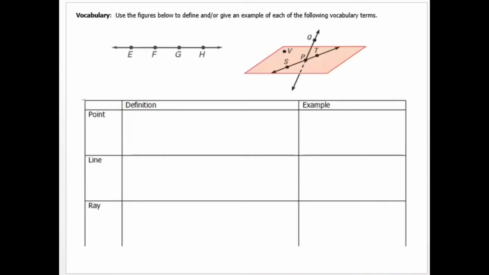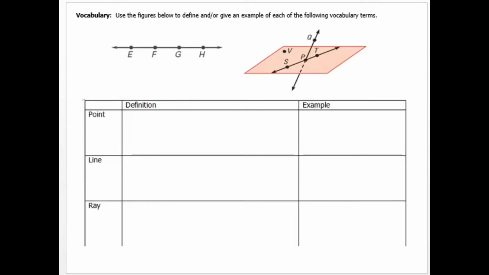So section 1.1 has a lot of important vocabulary that's going to continue to be important throughout the entire year. So it's really important you pay attention and take notes. I would suggest printing out the worksheet that we posted, the blank one, on Google Classroom so that you can take notes right on the worksheet.